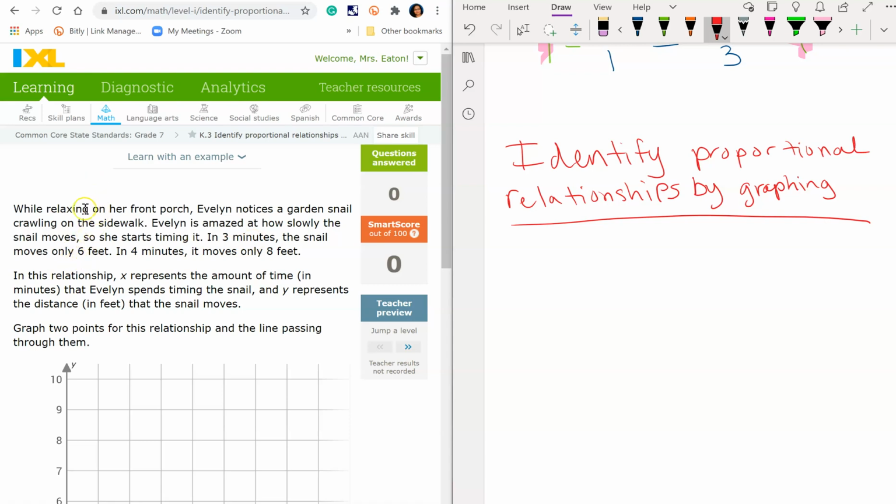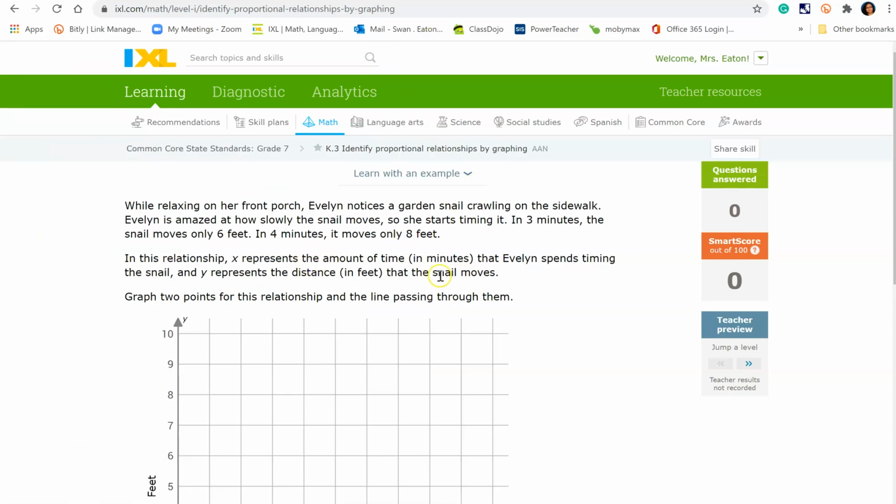So let's read this. While relaxing on her front porch, Evelyn notices a garden snail crawling on the sidewalk. Evelyn is amazed at how slowly the snail moves, so she starts timing it. In 3 minutes, the snail moves only 6 feet. In 4 minutes, it moves only 8 feet. So in this relationship, X represents the amount of time in minutes that Evelyn spends timing the snail, and Y represents the distance in feet that the snail moves. Graph the 2 points for the relationship and the line passing through them.